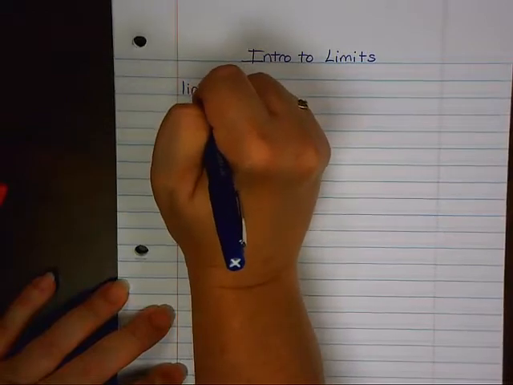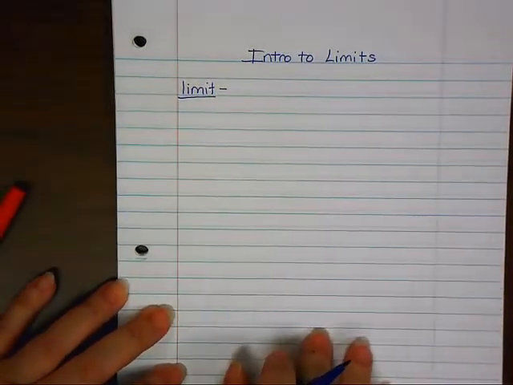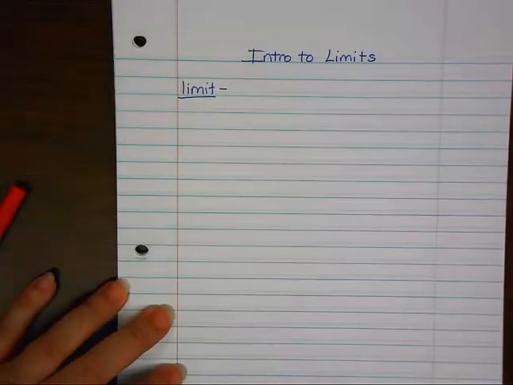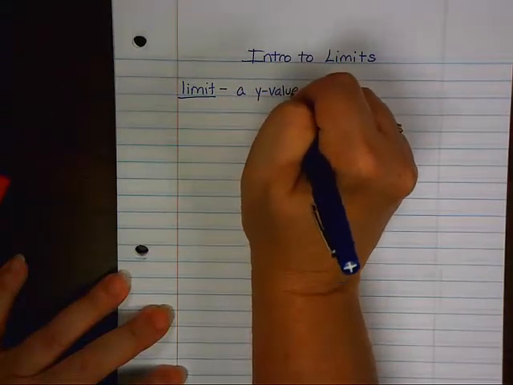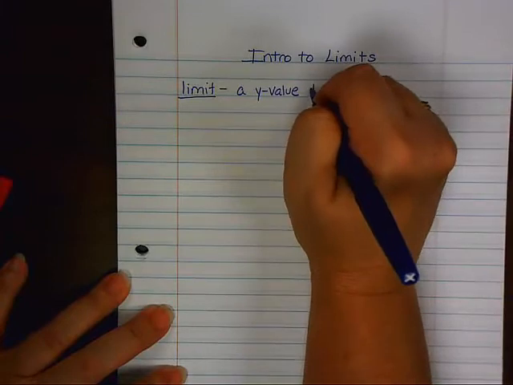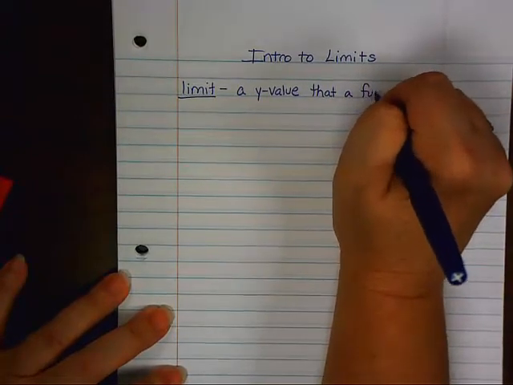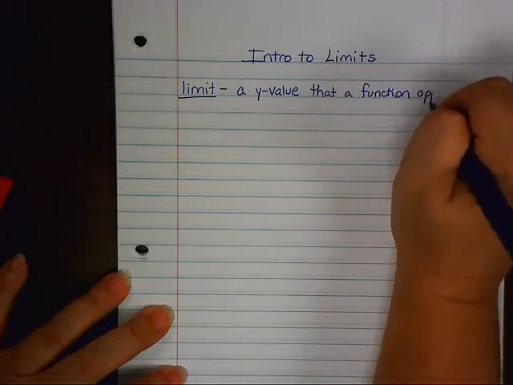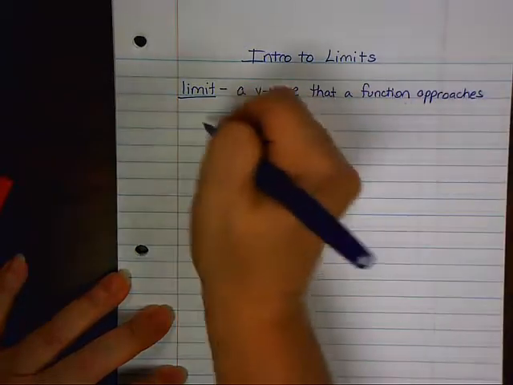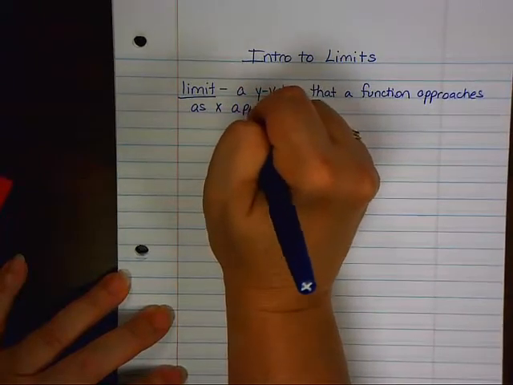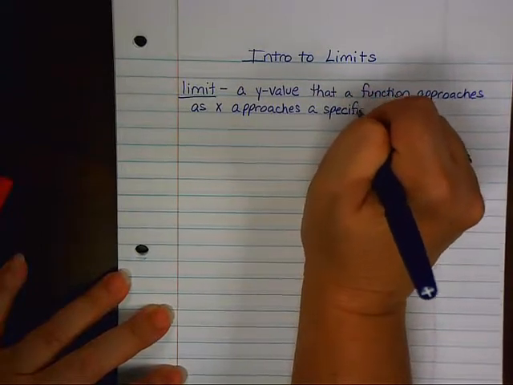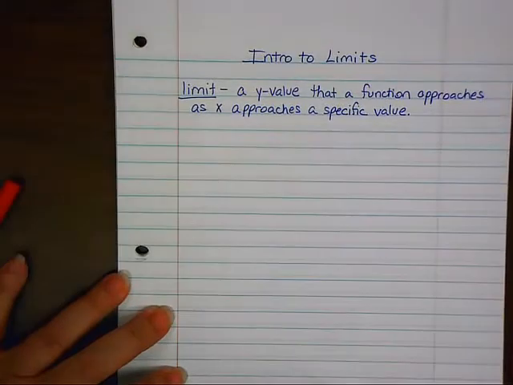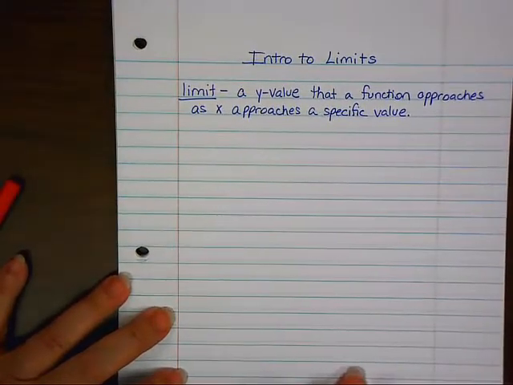So, the first thing I would like to do is define a limit verbally. We're going to define it mathematically later, but we're going to define it verbally first just because it helps you to understand what exactly it is. A limit is a y value, and that's the one thing you really need to remember, that a function approaches as x approaches a specific value. A limit is a y value that a function approaches as x approaches a specific value.